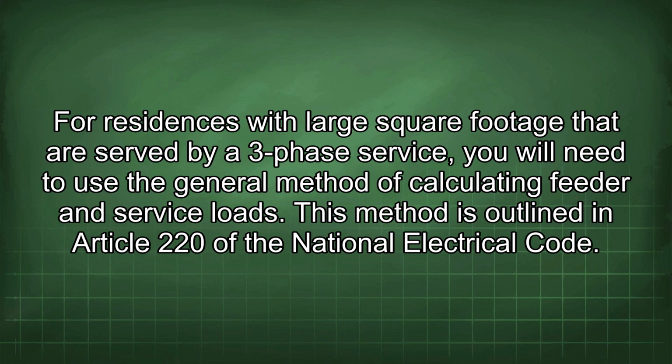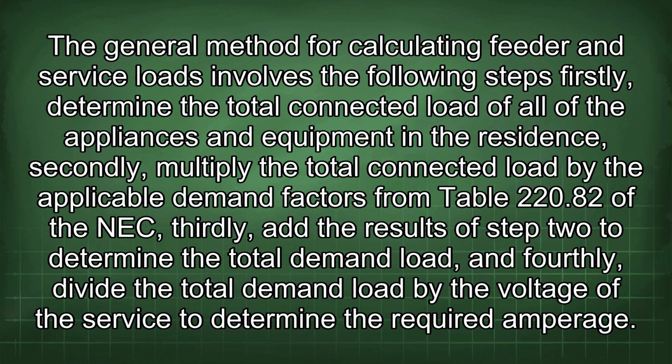This method is outlined in Article 220 of the National Electrical Code. The general method for calculating feeder and service loads involves the following steps. Firstly, determine the total connected load of all of the appliances and equipment in a residence. Secondly, multiply the total connected load by the applicable demand factors from Table 220.82 of the NEC.